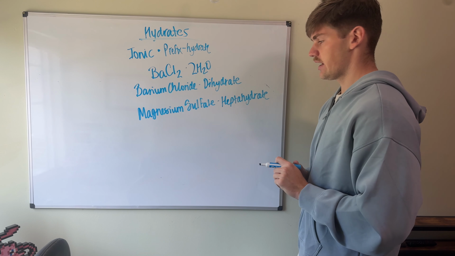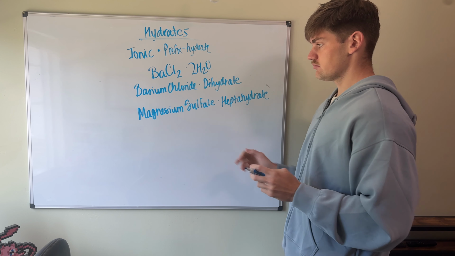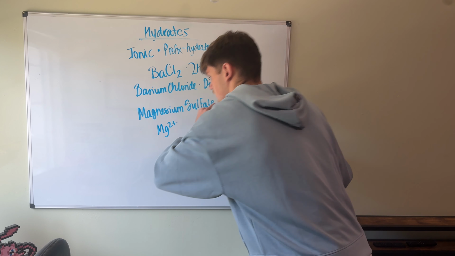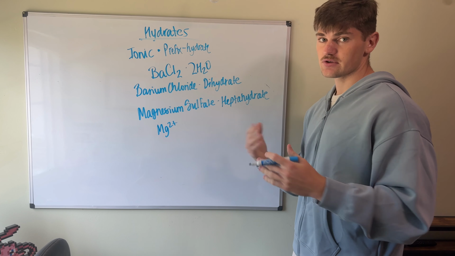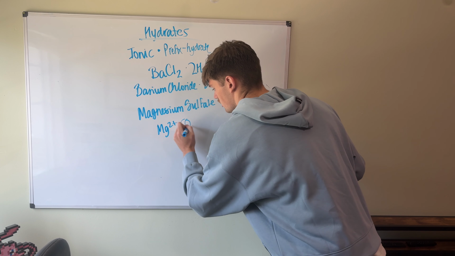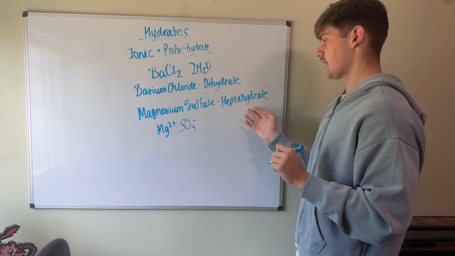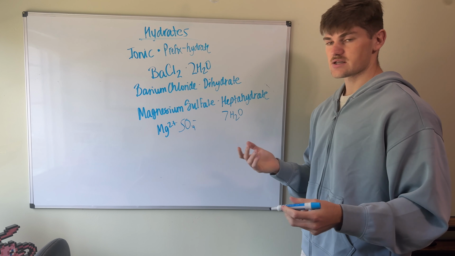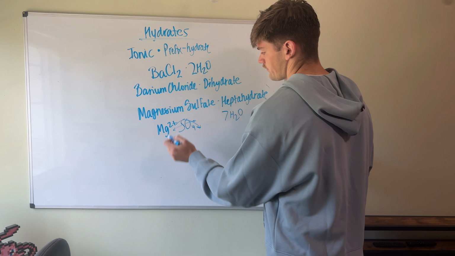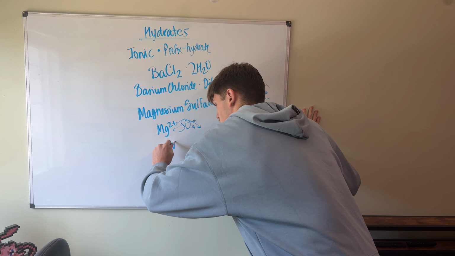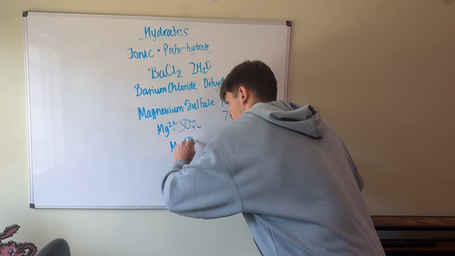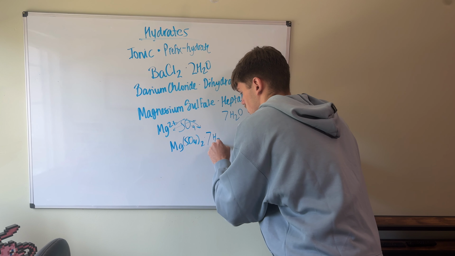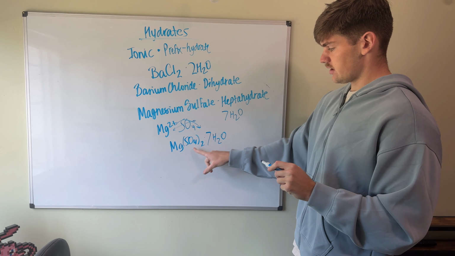Magnesium sulfate heptahydrate. Magnesium, being in group 2A, is going to have a 2+ charge, so Mg 2+. Sulfate is one of those polyatomic ions you just have to know: SO4 2-. Heptahydrate being 7 waters, 7H2O. Now let's combine everything. We take our charges and cross them, and we get Mg(SO4)... with 7H2O. Magnesium sulfate heptahydrate.